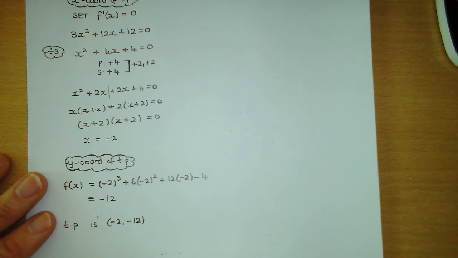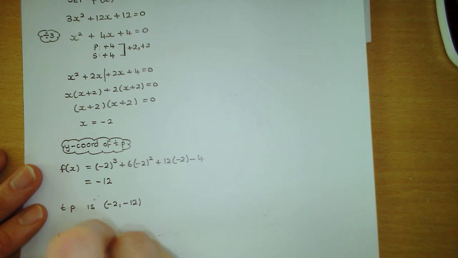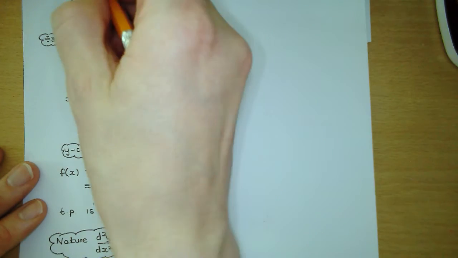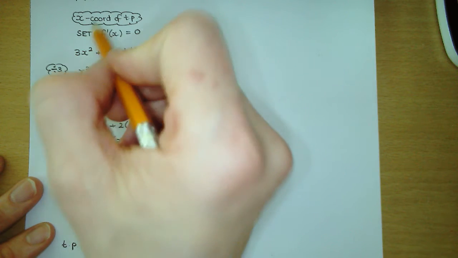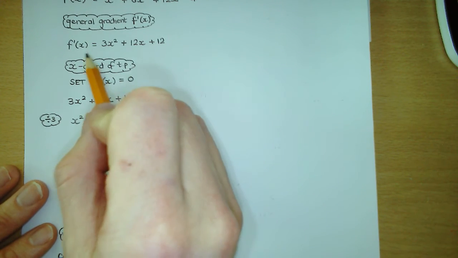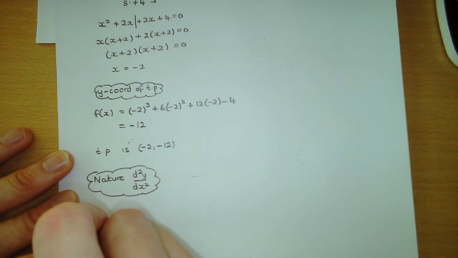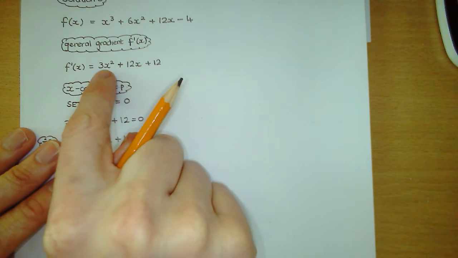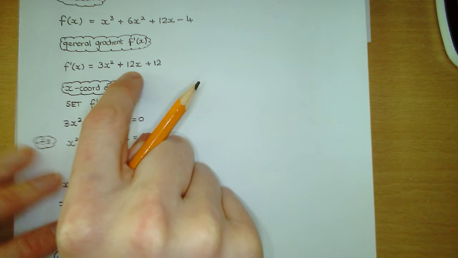Now, once we've got the turning point, we then have to go ahead and get the nature. And the nature is given by the second derivative, d2y by dx squared. So go back to your first derivative, which was f dashed x, which was up here. So I'm going to differentiate that and get f double dashed x. So differentiate f dashed x, we're going to get 6x plus 12.